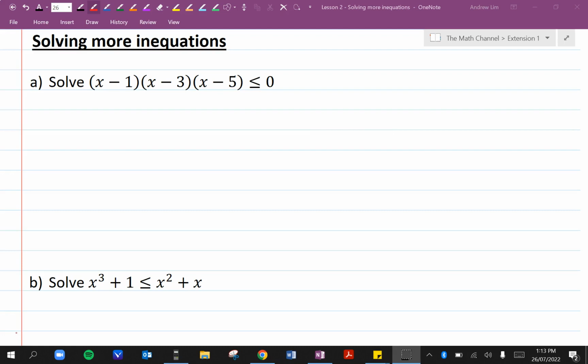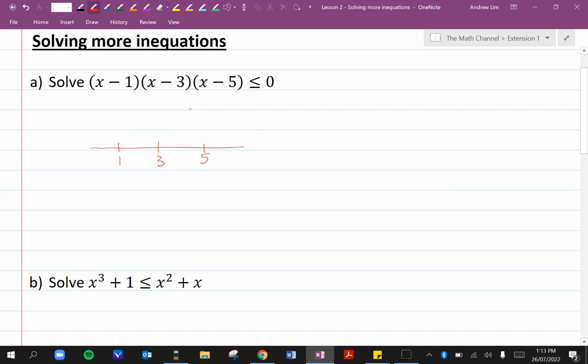So let's have a look at question A. Solve (x minus 1)(x minus 3)(x minus 5) is less than or equal to 0. Because this is fully factorized, it makes it nice and easy for us to work out what the x-intercepts are. So the x-intercepts are 1, 3, and 5.